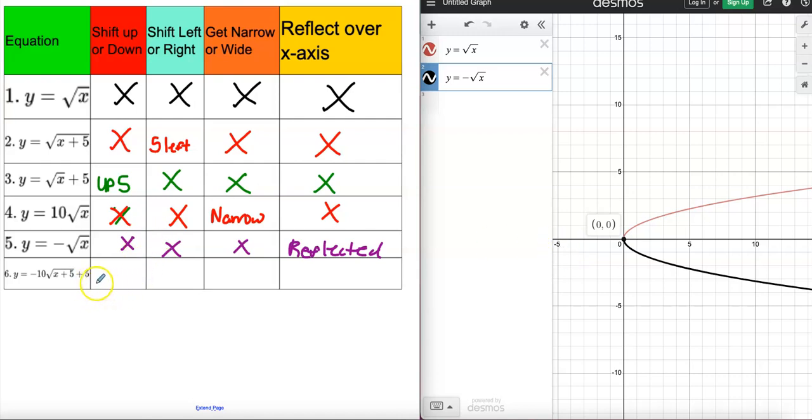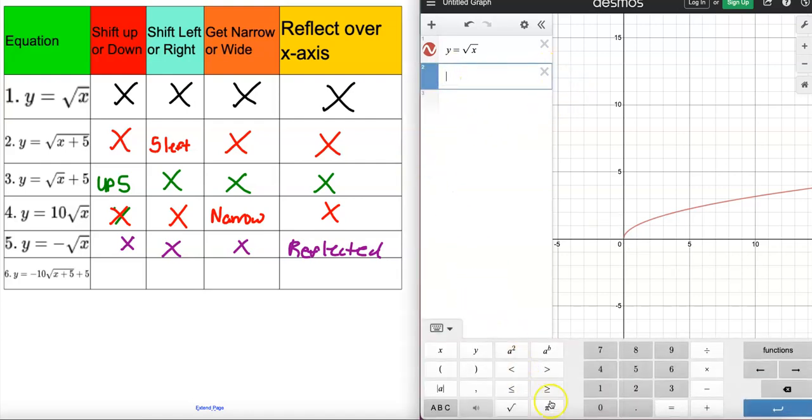Now for the last one, I'm putting all these things together. So let's see what happens. I got y equals negative 10, and then we got the square root. Under the square root, we got x plus 5. Then on the outside of the square root, we got just plus 5. Okay, and whoa, what happened? I lost my parent function, huh?